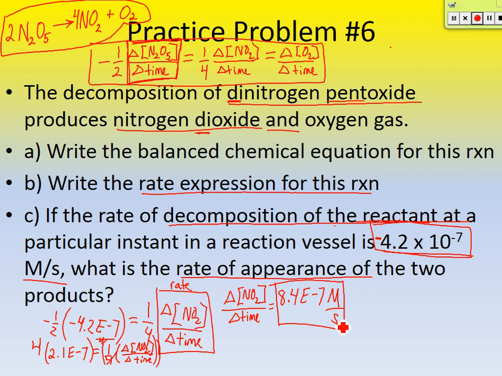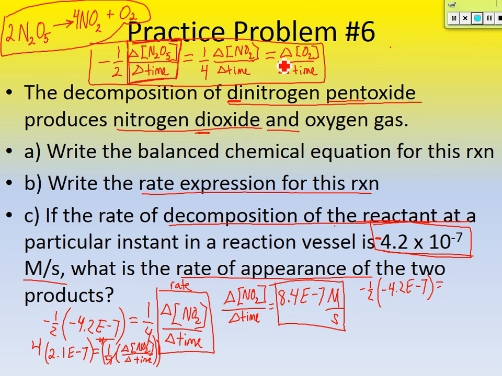All right, that's only one of the products. Now we've got to find the rate at which the other product is going to form. How do we do it? The exact same way. And so here's how I would set that up. Again, we're going to use this rate expression. So we start with the minus 1/2, timesing it by the rate at which the dinitrogen pentoxide is disappearing, which is a negative 4.2 times 10 to the minus 7. We're going to set that equal to this term in our rate expression.